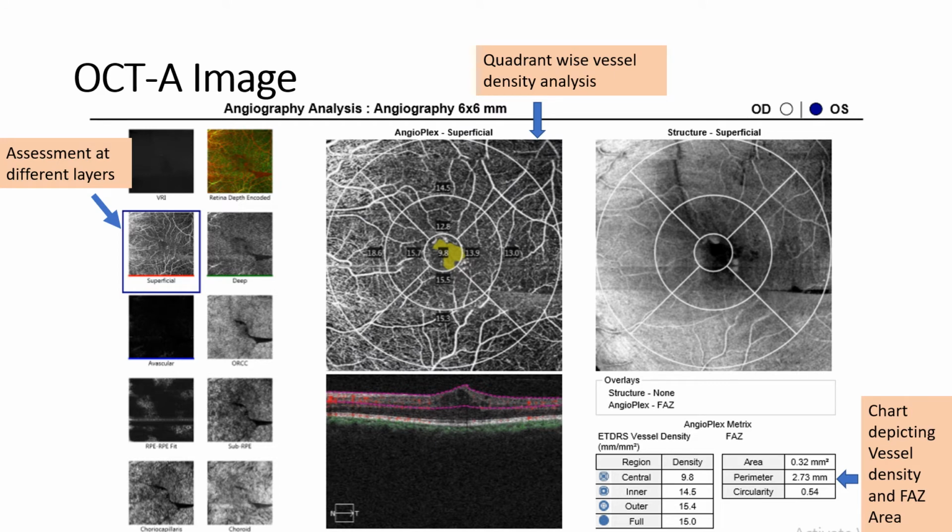This is a normal OCT angiography image. On the left side, we see that the assessment can be done at various layers of the retina. In the center, we see that the quadrant-wise vessel density analysis is being done. And in the bottom right corner, we see two charts depicting vessel density and foveal avascular zone.